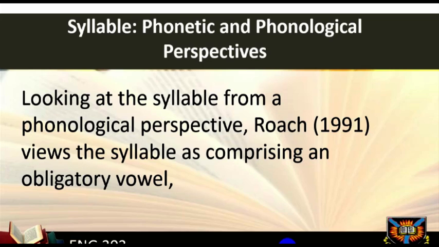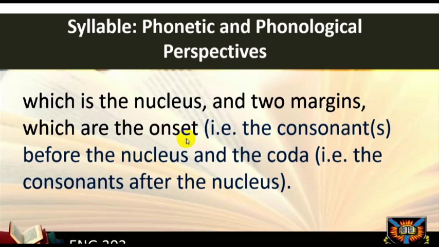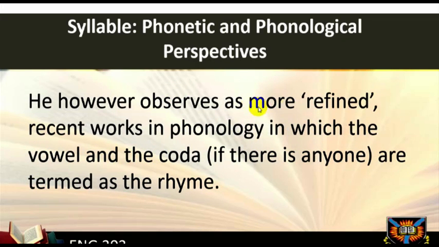Looking at the syllable from a phonological perspective, Roach, 1991, views the syllable as comprising an obligatory vowel, which is the nucleus, and two margins, which are the onset, i.e., the consonants before the nucleus, and the coda, i.e., the consonants after the nucleus. He, however, observes that in more refined recent works in phonology, the vowel and the coda, if there is any, are termed the rhyme.